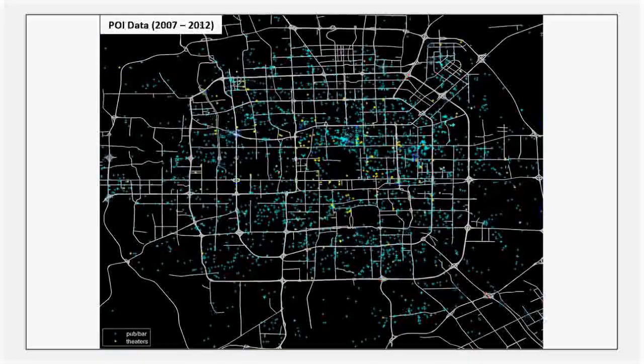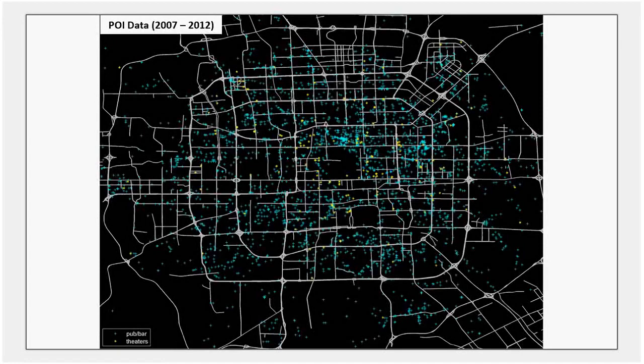The second data is point of interest data. Each point of interest has a name, address, category, and location information. For example, this map shows the distribution of movie theaters and pubs in Beijing, where a yellow point stands for a movie theater, and a blue point means a pub. As we can see, there are tons of pubs in Beijing, which means Beijing is already a fun city.